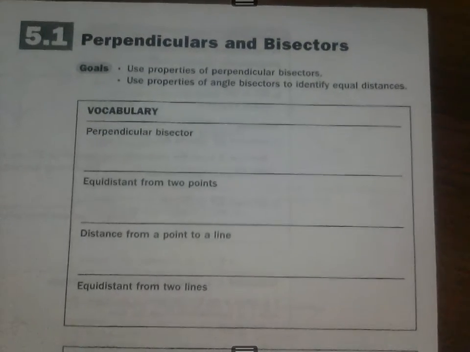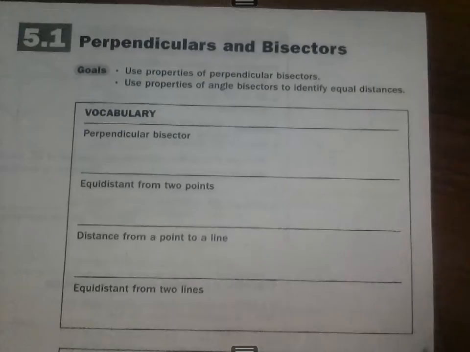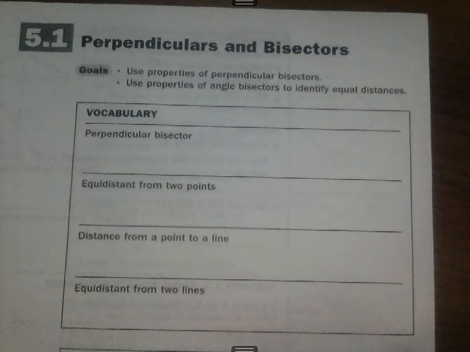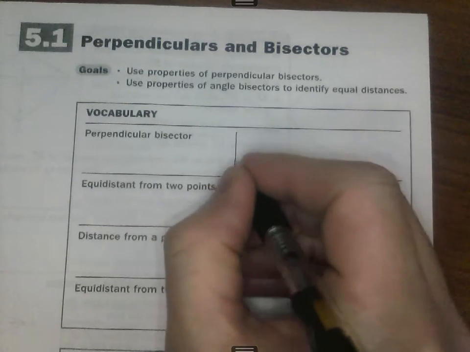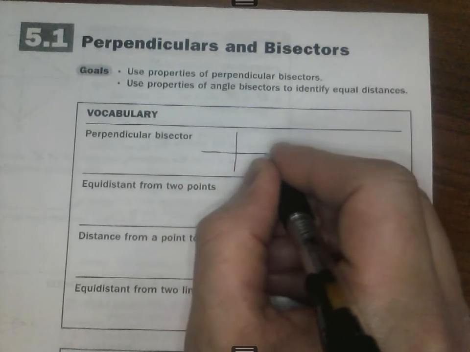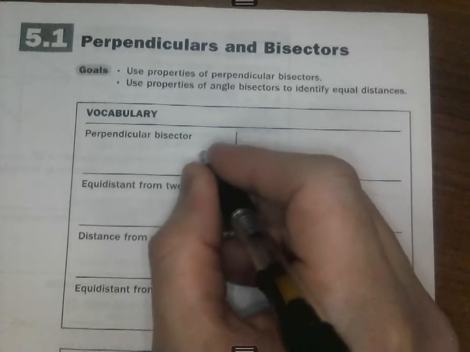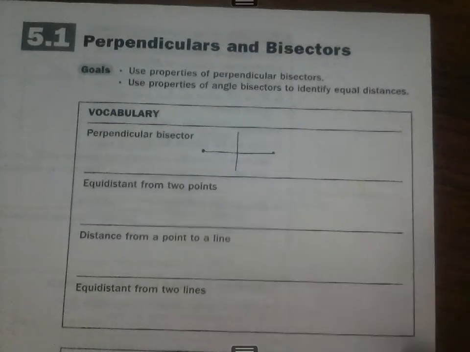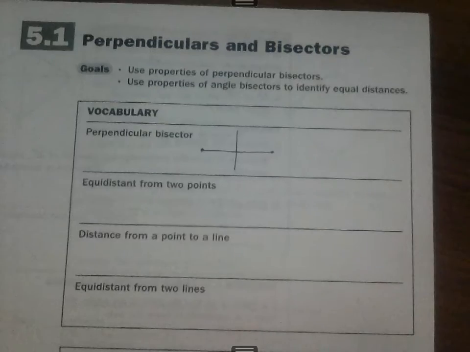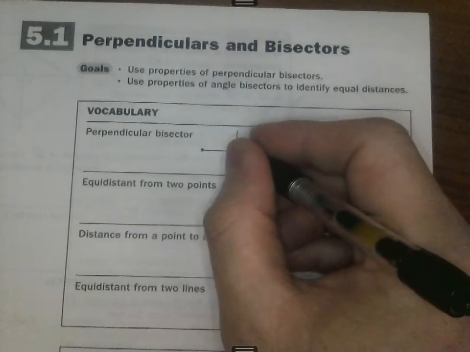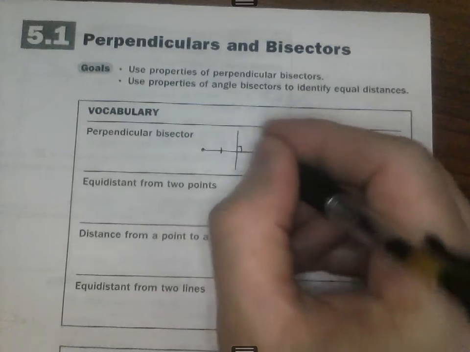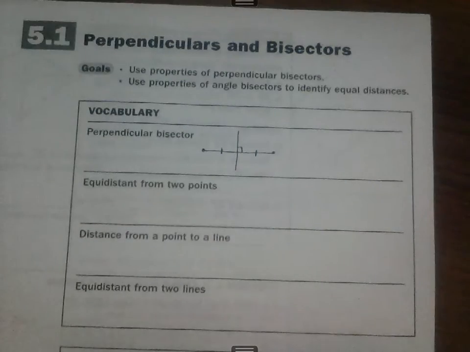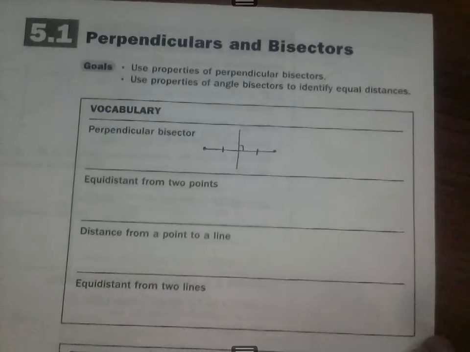Perpendicular bisector. The perpendicular bisector intersects a line segment, splits it into two equal parts, and also forms a 90-degree angle. Let's look at a picture: we have a line segment, and then we have a line going through this segment, meeting at a 90-degree angle. And of course, the perpendicular bisector says that these two segments are going to be congruent.